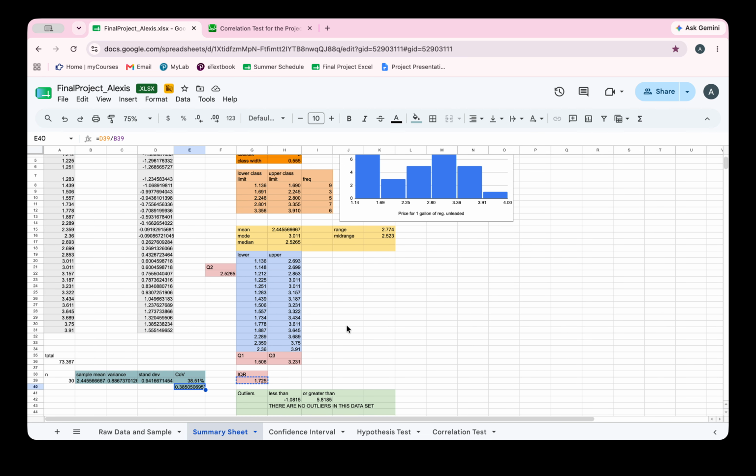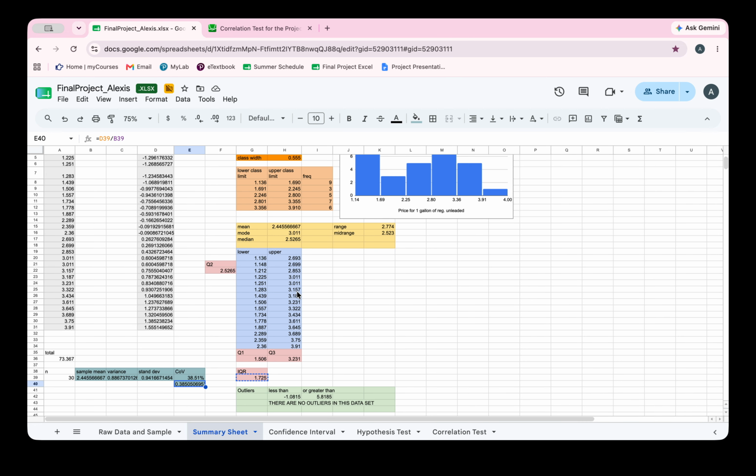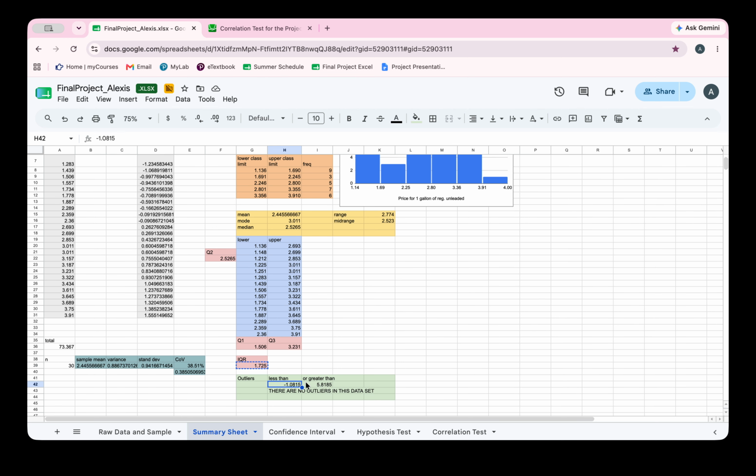And then looking at this position over here in this light blue area, I separated between the lower and upper, and I have our Q2 median 2.5265. Then we have our Q1 and Q3 here, and to calculate the IQR, I subtracted Q1 from Q3. And then using those numbers, calculating the outliers, we do not have any values less than 1.0815 or any that are greater than 5.815. So in conclusion, there are no outliers in this data set at all.